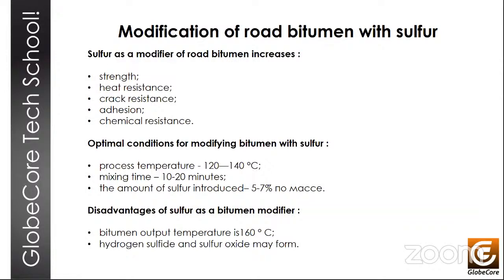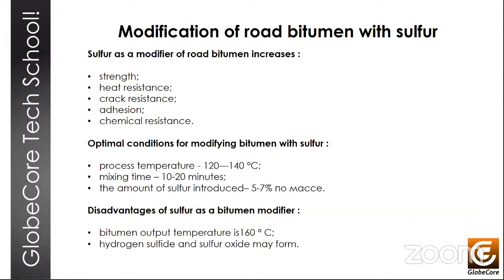In addition, a decrease in viscosity is observed, such as 20 against 24 millimeters square per second in the original bitumen. And with a further increase in the sulfur content, the viscosity begins to increase again. But the effect of reducing the viscosity is very significant since it allows us to reduce energy consumption in the preparation of asphalt concrete by reducing the heating temperature of bitumen in the process.